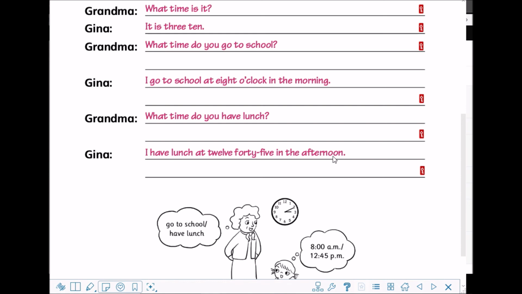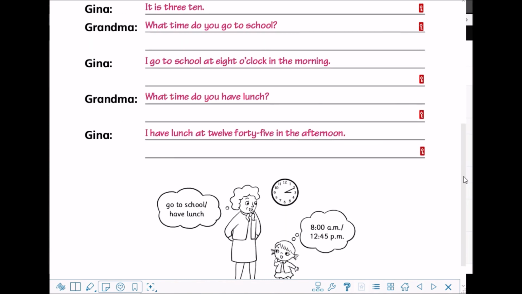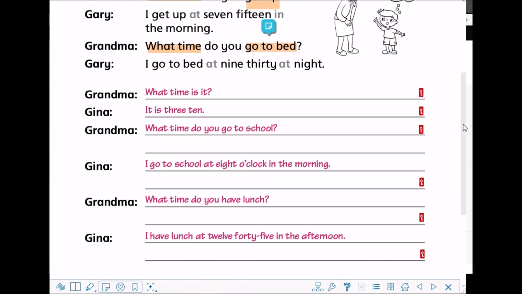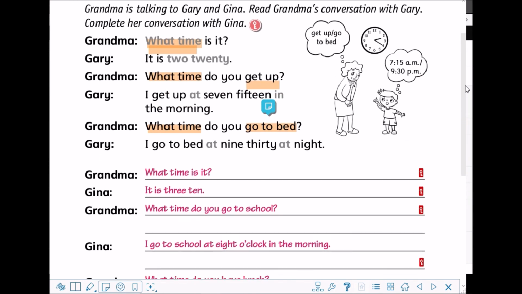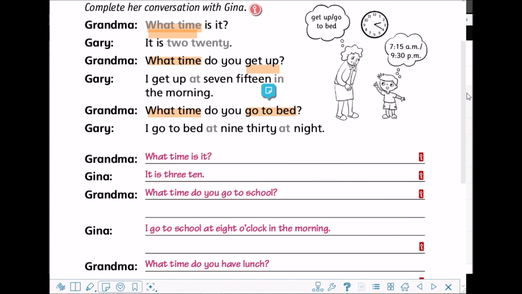Now, be careful. For question, we need the question mark in the end. So Grandma is asking questions, so you see the question mark here. And for Gina, she is answering questions, so we got full stop at the end of the sentence. Okay, so hope you get all correct and understand this exercise, and please read aloud again with me. And that's all for today then.